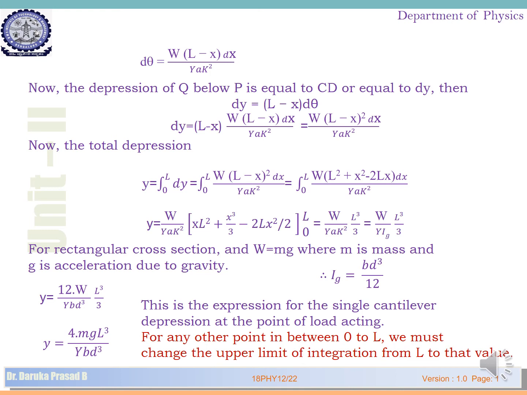If you know the depression experimentally, then you can find the Young's modulus of a given material. For that you need to interchange the capital Y and small y positions. Or if you know the Young's modulus of a given material, then you can calculate the depression at different places, at the end where the load is applied. If you want to calculate the depression at any other point other than at L, then you must change the integration limits from 0 to L to the value of that point. Instead of L, exactly at the middle, L becomes L by 2. Then you need to integrate separately and simplify to get the depression at any point on the single cantilever.